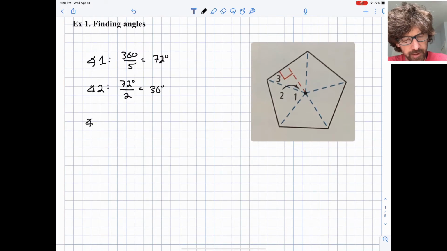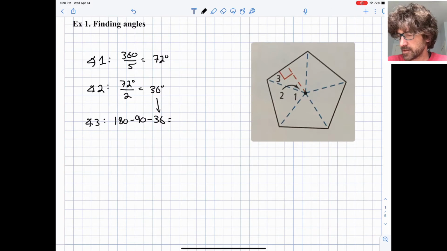And then angle 3 we can get by working with a little right triangle. It's going to be 180 minus the 90 and minus the 36 that we found for angle 2. And that's going to end up being 54 degrees. So this is going to be really useful as we go through some of the work, knowing particularly what angle 3 is.